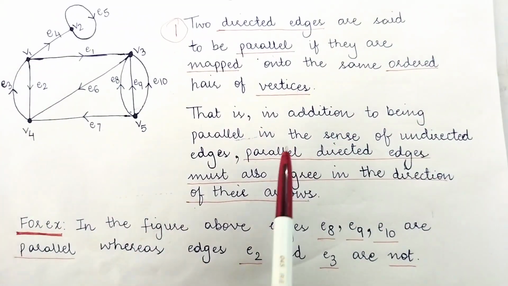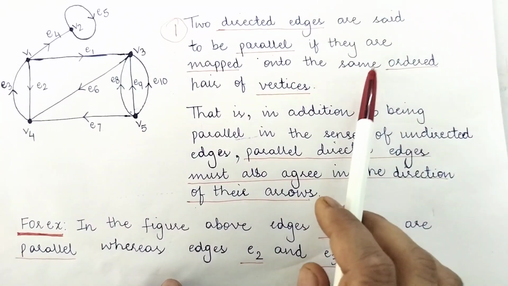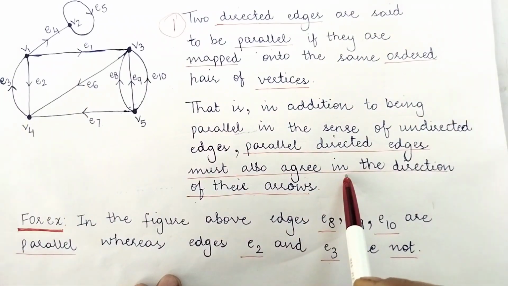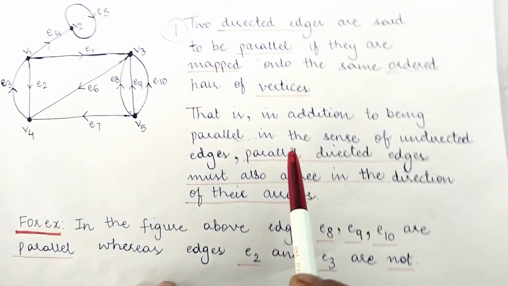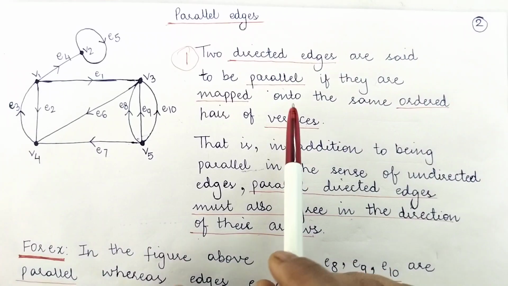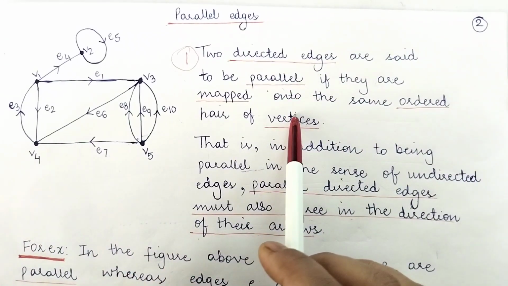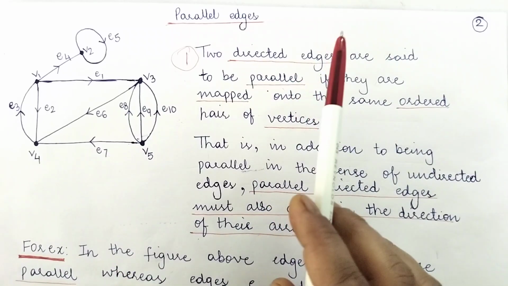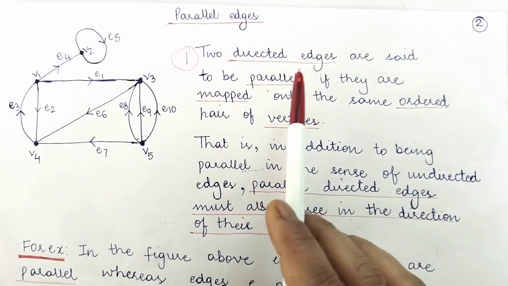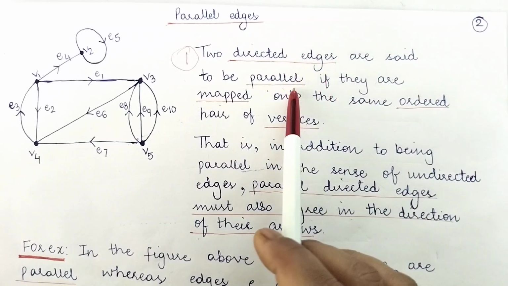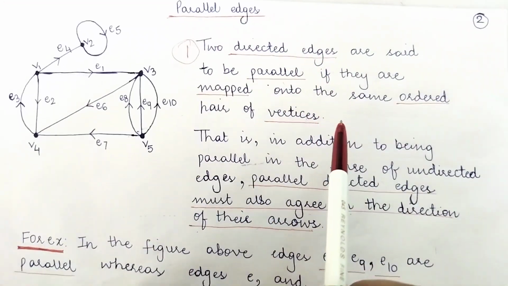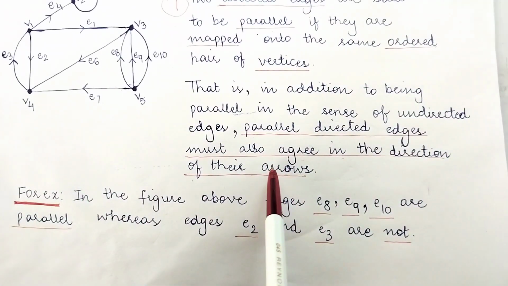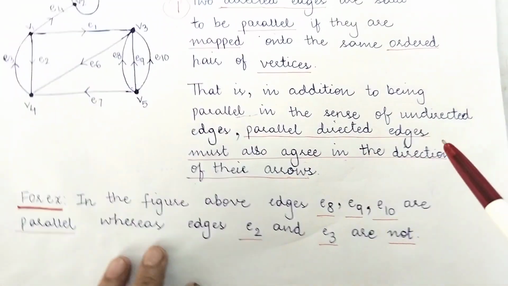in addition to being incident upon the same set of vertices, they must also agree in the direction of their arrows, right? So that means when we talk of undirected graphs, we only need to be concerned about the fact that these 2 edges are incident on the same pair of vertices, then they are parallel. But when we are talking of directed graphs, we need to see first of all that the directed edges must be incident upon the same pair of vertices, and then they must also agree in the direction of their arrows. That means the direction of their arrows must also be same.